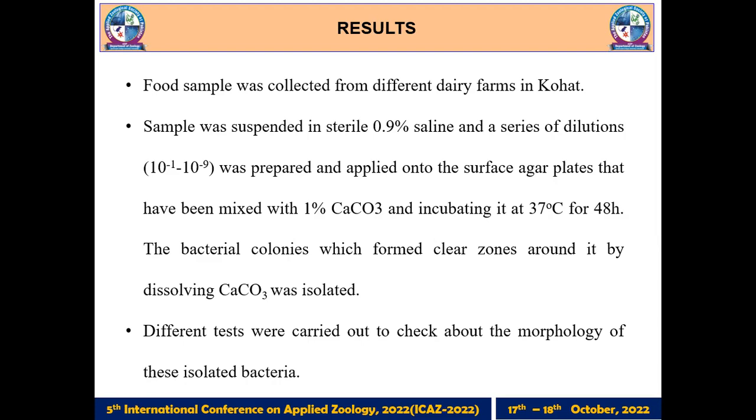Those bacterial colonies were selected which formed zones around themselves by dissolving calcium carbonate. So the question arises why they form zones around themselves by dissolving calcium carbonate. Well, calcium carbonate is a kind of substrate for them. When the bacteria produce folate, any kind of folate, it absorbs the calcium carbonate, while bacteria form clear zones around it by dissolving calcium carbonate.